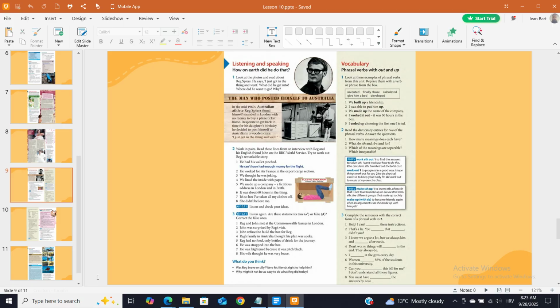Vocabulary. Phrasal verbs without an up. 1. Look at these examples of phrasal verbs from this unit. Replace them with a verb or phrase from the box. Invented, finally chose, calculated, give him a bed, developed.